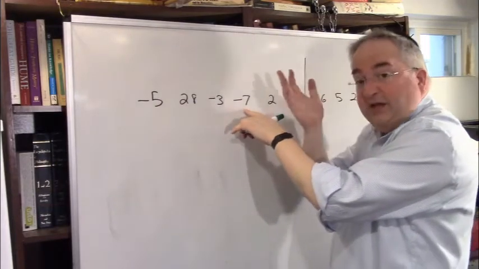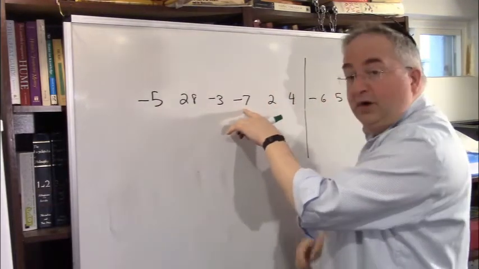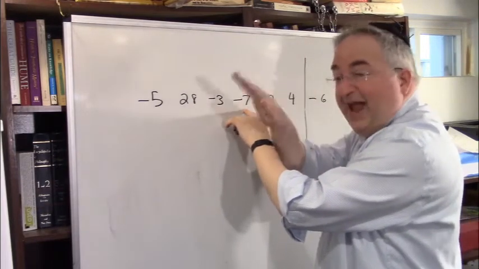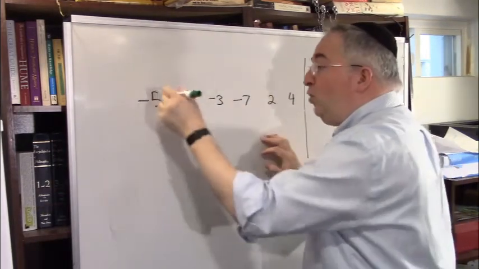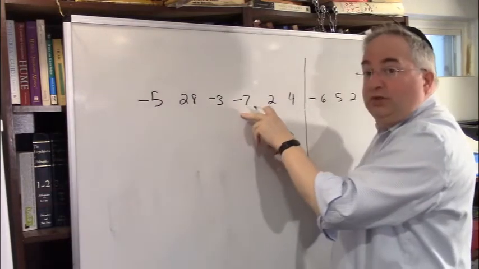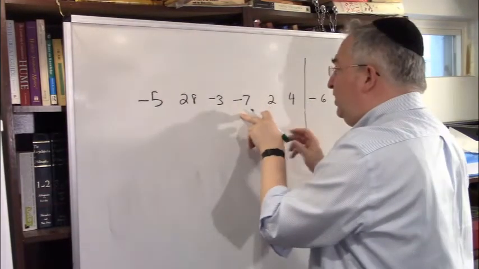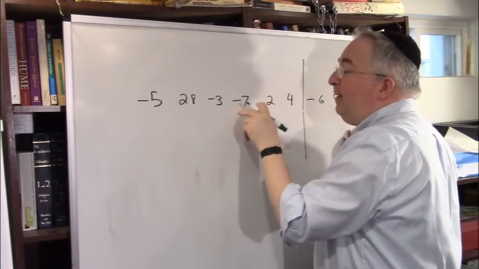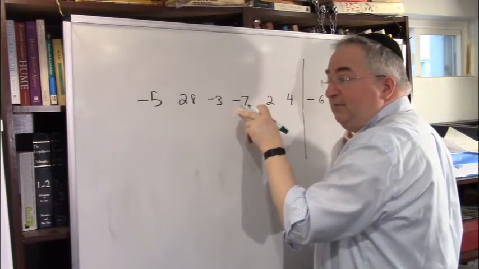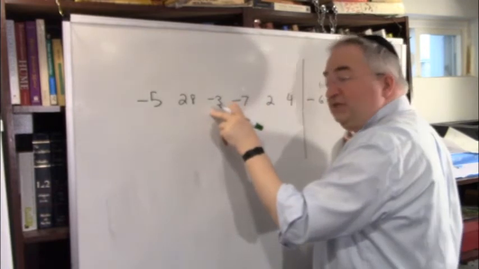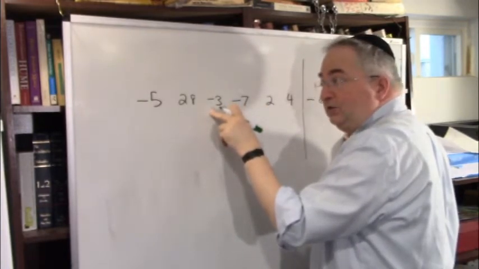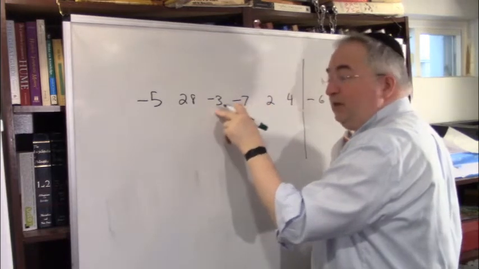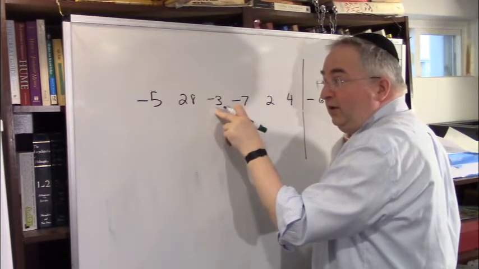Now you might say, okay, stop. Just take 2 and 4. The algorithm doesn't do that. You have to go all the way to the end to make sure that you can make more money. Okay? So again, 4 plus 2 is 6. Minus 7 is minus 1. Minus 3 is what? Minus 1 plus minus 3 is minus 4.